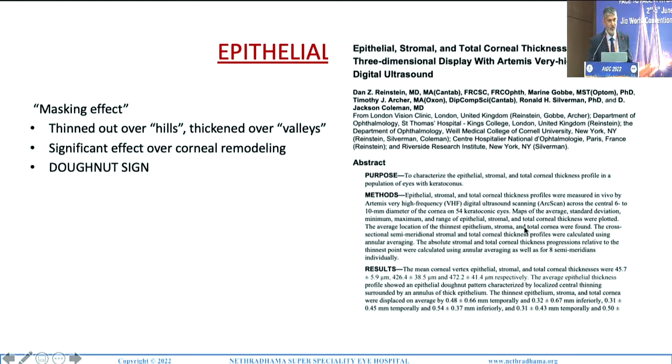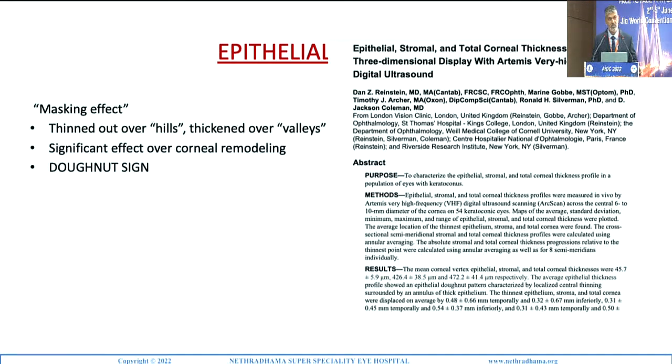Epithelial maps are very important. Dr. Sheetal has already dealt with it. I think Dan Reinstein and his group did a lot of work using the ultra high frequency ultrasound UBM to look at epithelial maps, but now the ASOCT has a non-contact epithelial map with a very high resolution.